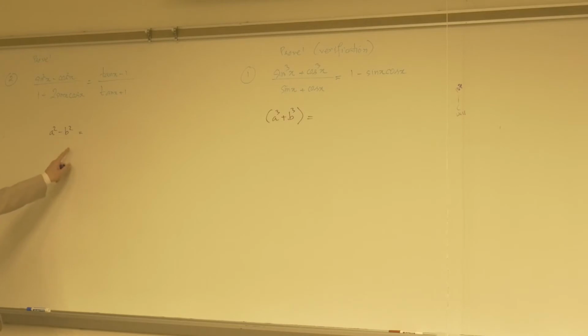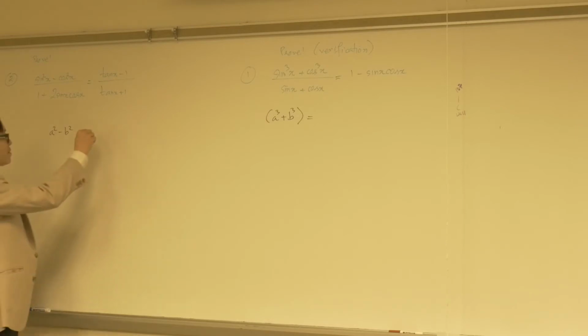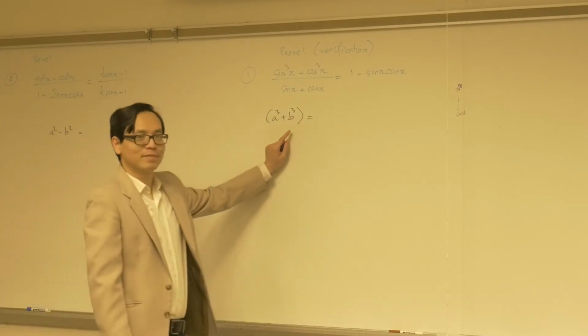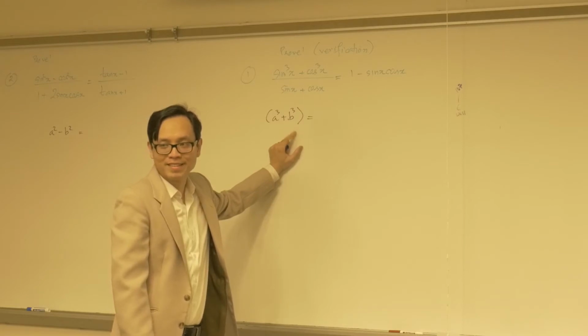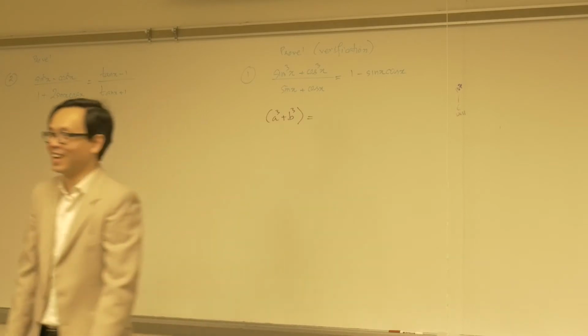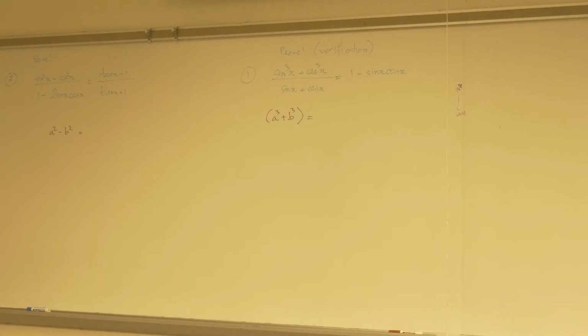Second group. What is a squared minus b squared? A minus B times A plus B. Remember that. Alright, how about the first group? Do you remember this? A cubed plus b cubed? We're trying to figure it out. So this is a squared minus b squared right here.